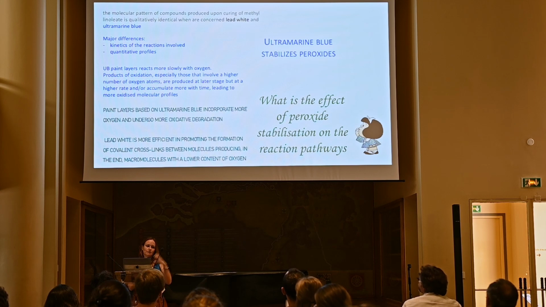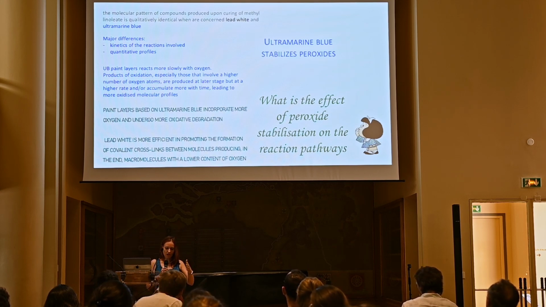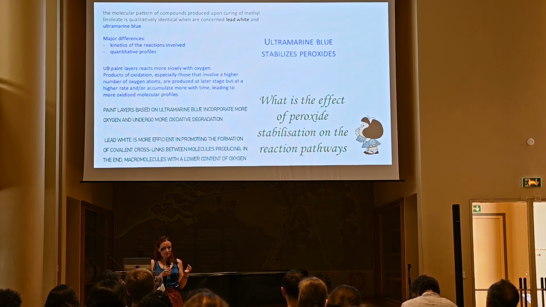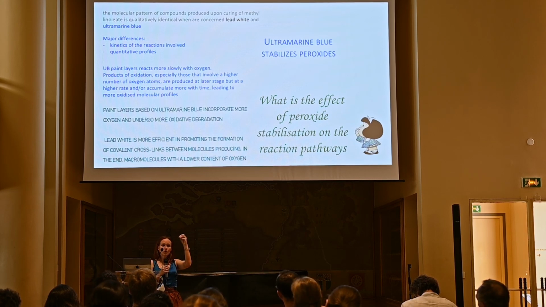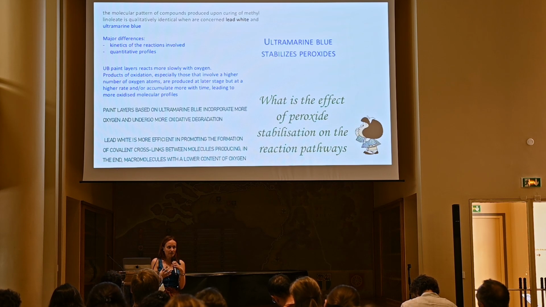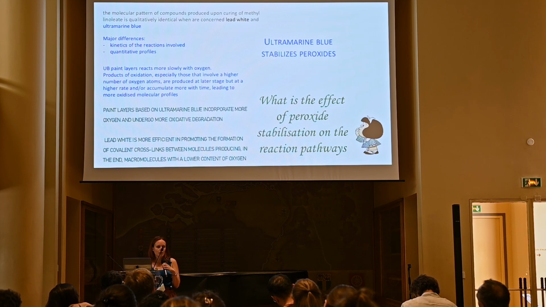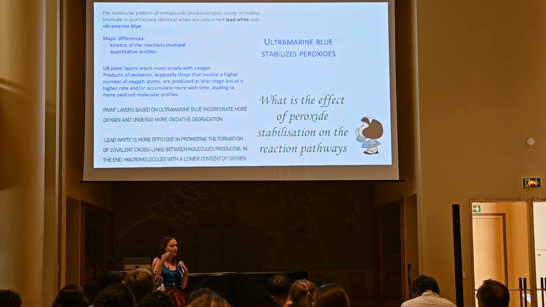So, to conclude, the pathways of reaction are the same from the qualitative point of view. We cannot observe different sets of molecules in one system or another, but the kinetics are different. The profiles are also different from a quantitative point of view, because ultramarine blue picks up more oxygen during curing. This oxygen becomes involved in the structure of the polymeric network, so the cross-link fractions are oxidized themselves, and also the degree of cross-linking is less extended compared to lead white, which is very good at promoting the formation of carbon-carbon and carbon-oxygen-carbon stable cross-links in the paint film.